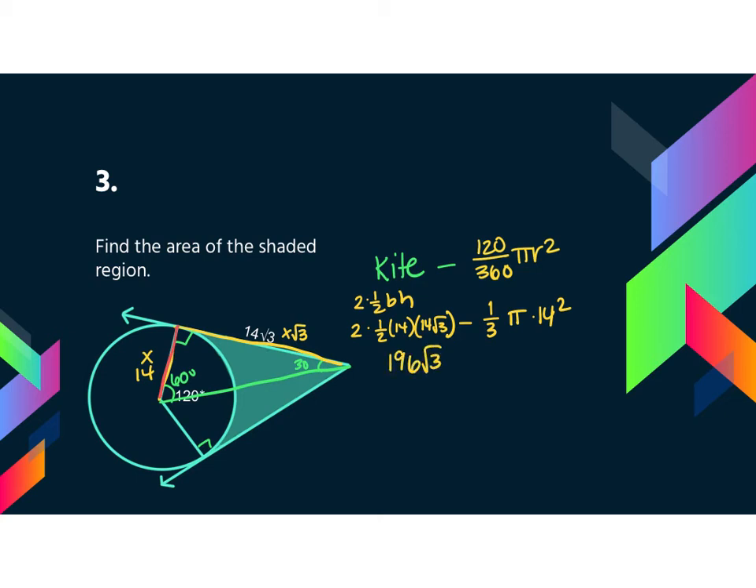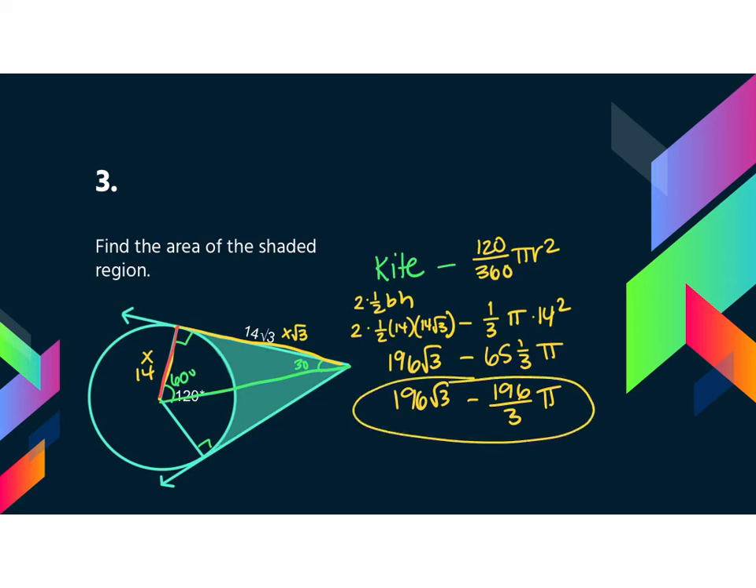196 square roots of 3 minus 14 squared, which is 196, divided by 3 is 65 1/3 pi, or I could leave that as 196 over 3 pi. Either way is fine. We cannot combine these two terms because they are not like terms.